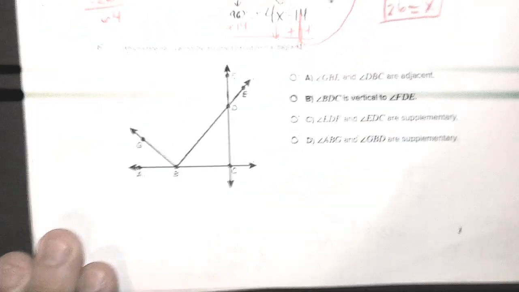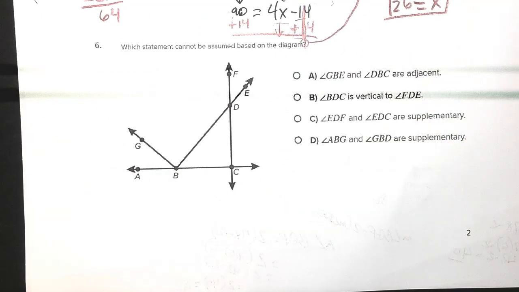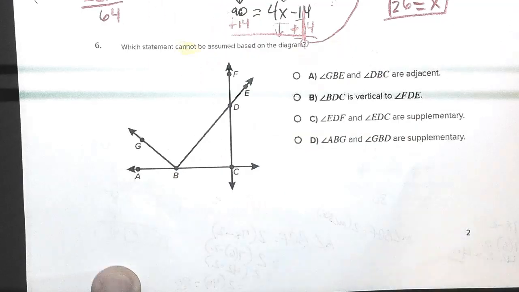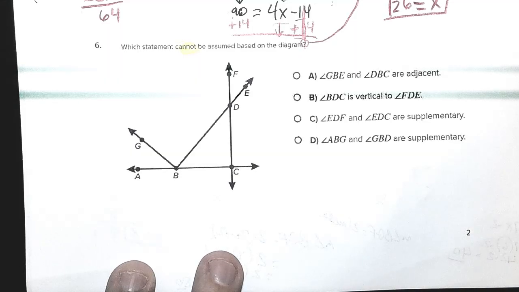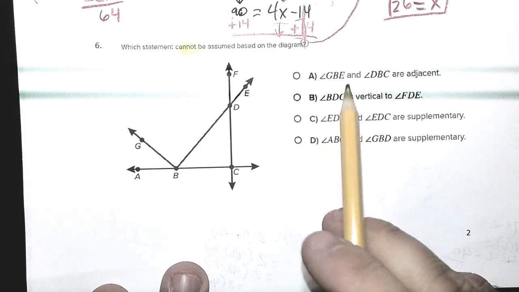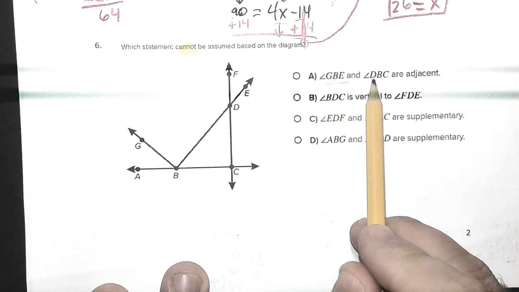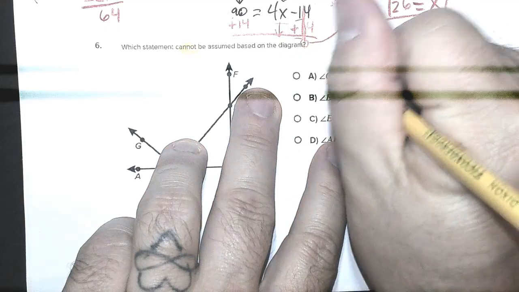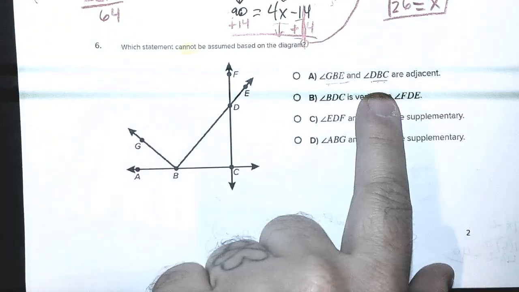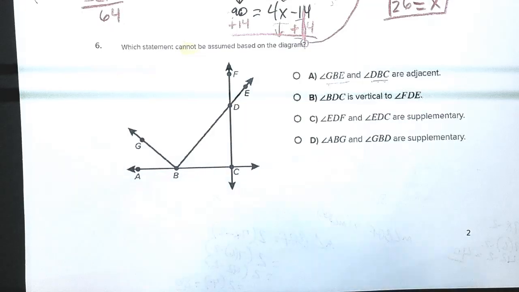So, all right, down here, number 6. Which statement cannot be assumed by the diagram? So cannot be assumed. All right, well, let's look at these things, and I'll use a pencil, and then we'll use a pen to finalize things. So, all right, it says GBE and DBC. Now notice both have B in the middle. That means that it's this vertex, okay?